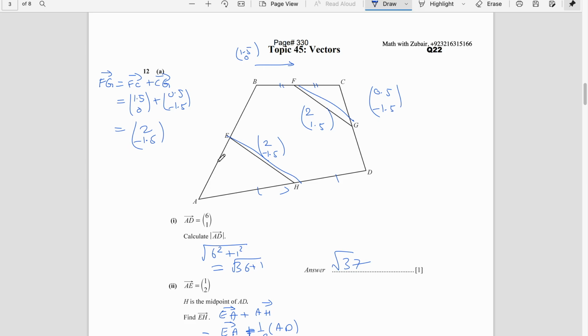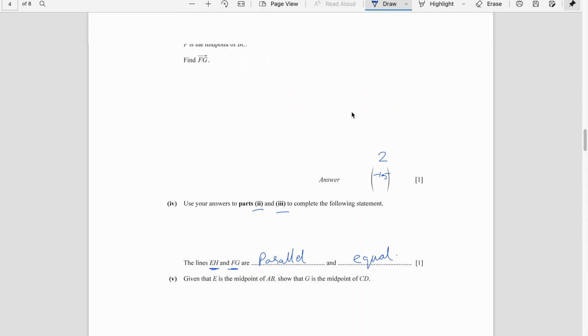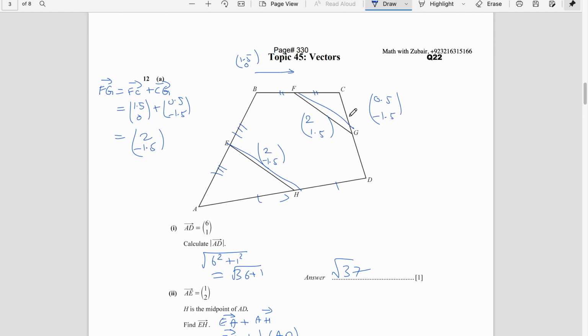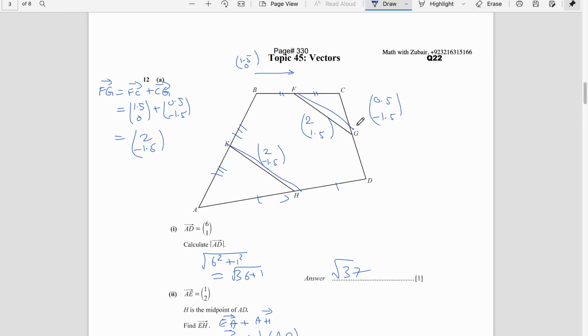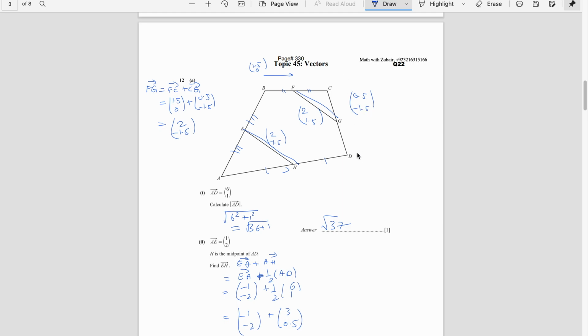Given that E is the midpoint of AB, where is E? Okay, E is the midpoint of AB, so these two are equal. And show that G is the midpoint of CD. So if we have to show that G is the midpoint of CD, we need to find CD first.